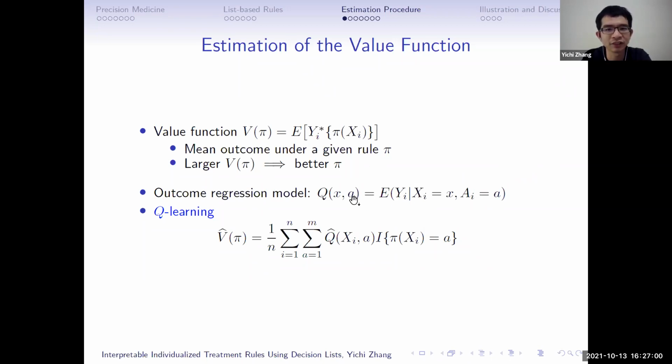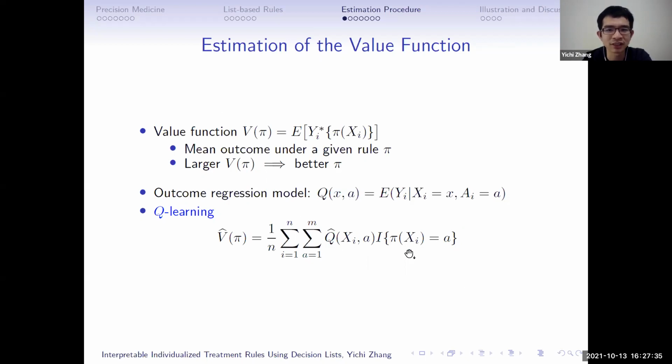After we estimate this outcome regression model, if Y_i is continuous, then we will probably go with a linear regression. If Y_i is binary, then we could go with a logistic regression. And in general, we could also consider other non-parametric options or generalized linear models. After we build this outcome regression model, we could estimate the value function in terms of the outcome regression model.